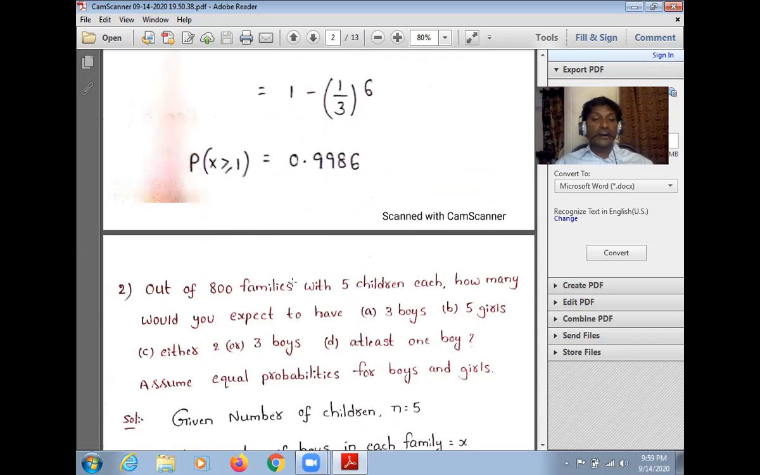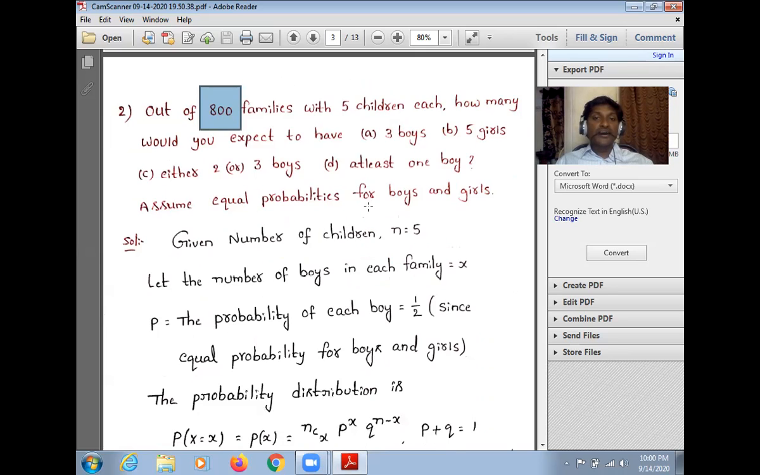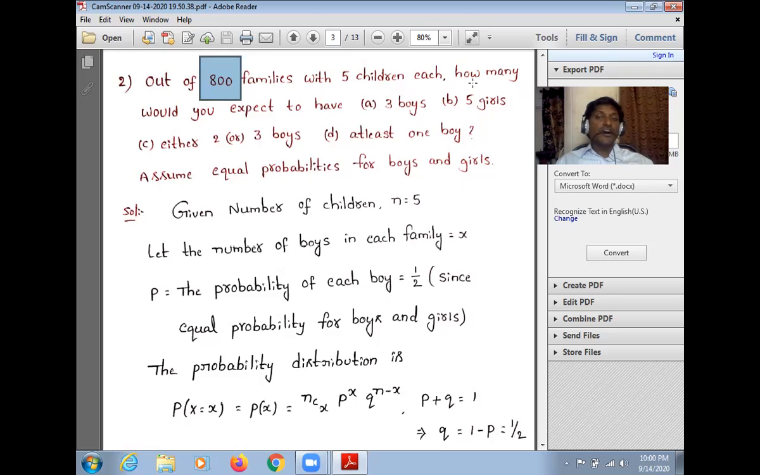Next, the second problem. Out of 800 families with 5 children each, how many would you expect to have: first question, 3 boys; second question, 5 girls; third question, either 2 or 3 boys; and fourth question, at least 1 boy. Assume equal probabilities for boys and girls.